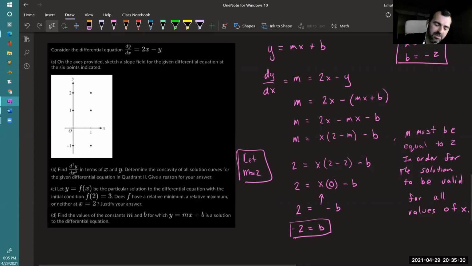The tricky part is knowing that in order for your solution to work, you want it to work for all values of x. And let's say you had done something different and ended up having a y somewhere in here. You'd have to go through the same reasoning. You'd have to set m or b equal to something such that the y has a coefficient of 0.